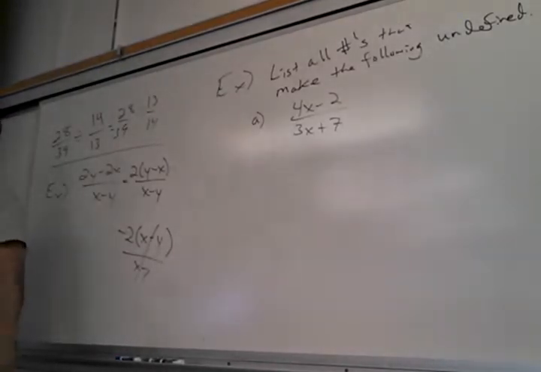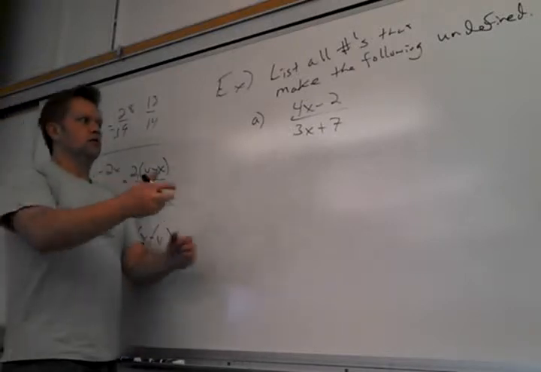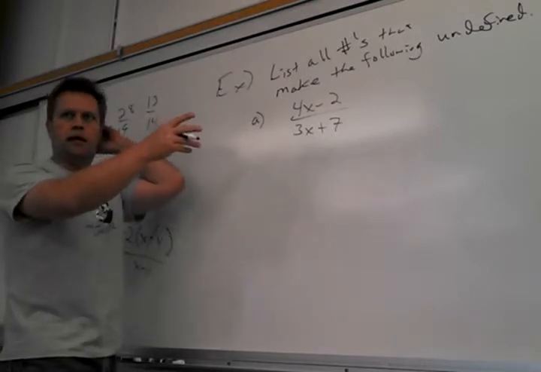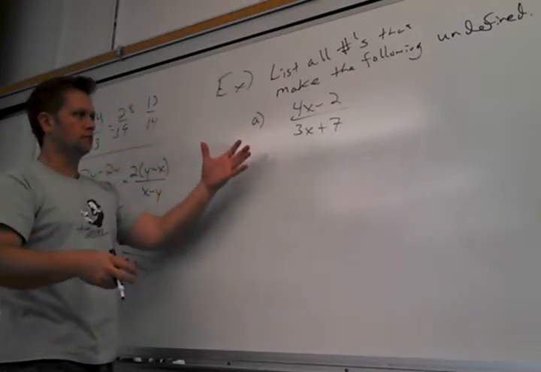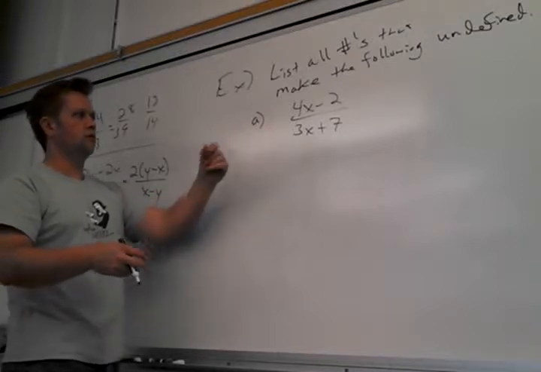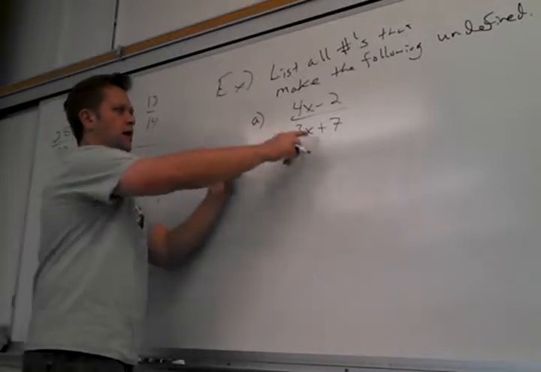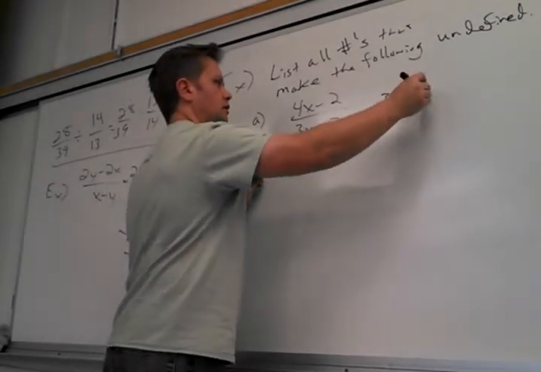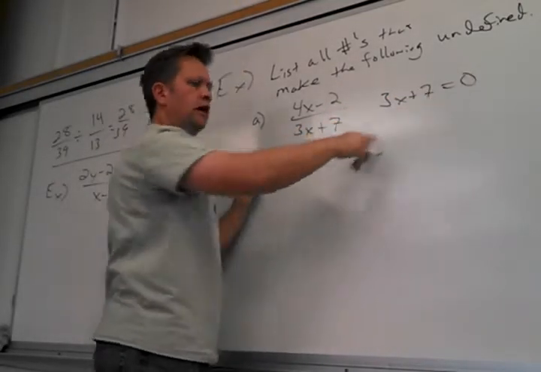So we know what undefined means. What does undefined mean? 0 on the denominator? There you go. If the bottom is 0, that's undefined. I can't do that. It's not defined on how to do it. So then how do I set that up mathematically? What's the bottom? The bottom is 3x plus 7. And I want to set that equal to 0 to figure out what it can't be.